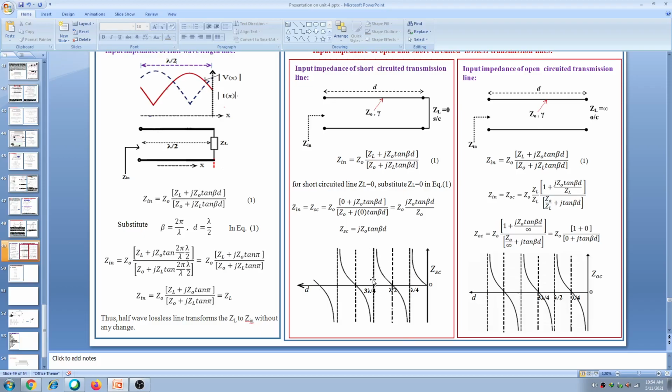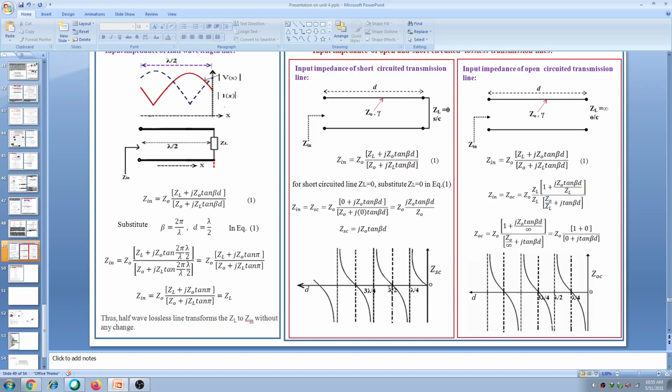This again repeats here. If you plot the impedance ZSC, you go on measuring the impedance starting from here, where it is 0. Go on like this, measuring the impedance. The impedance variation is like this: it increases and becomes infinity at lambda by 4. So this is the impedance plot as a function of distance, where this is the length of the line. This is the impedance variation as a function of distance D.